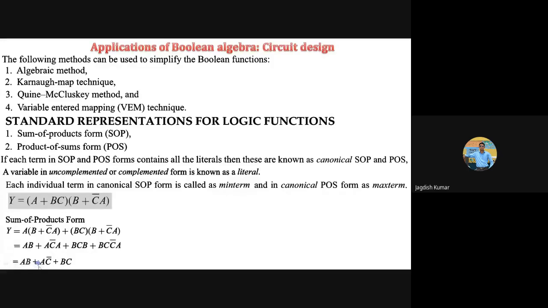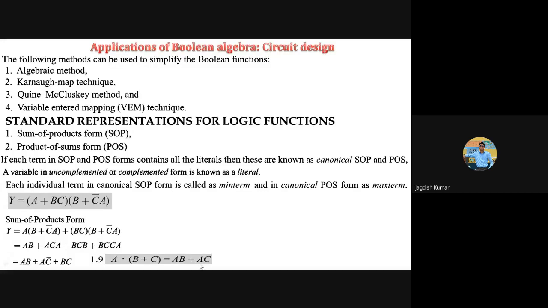So what are the literals here on the right hand side? This is the final sum of product form: AB or AC complement or BC. In the first term, A and B are the literals. In the second term, A and C complement, so there are two literals. In this there are also two literals, and here also two literals, B and C. But the interesting thing is, what are the total inputs? A, B and C. So as such there are three inputs, three literals.